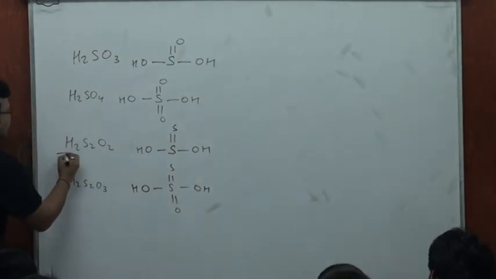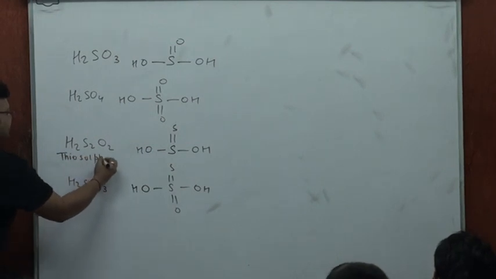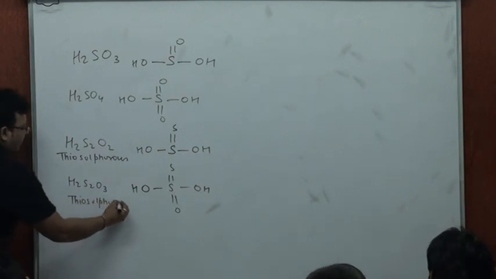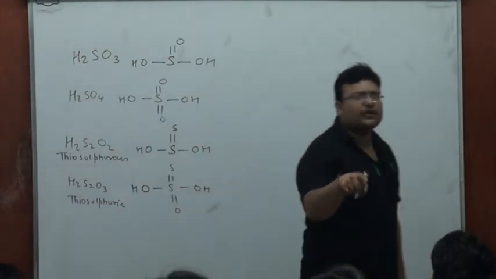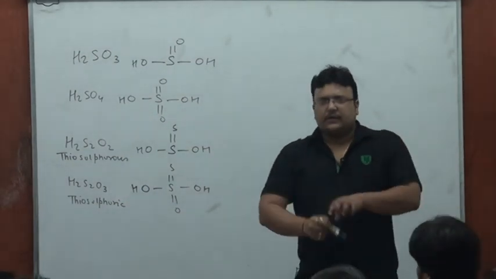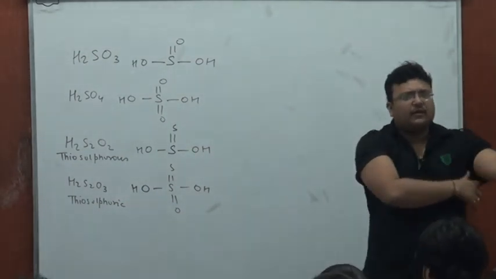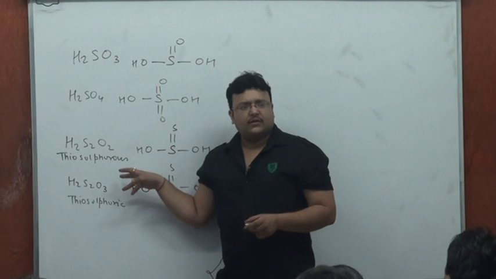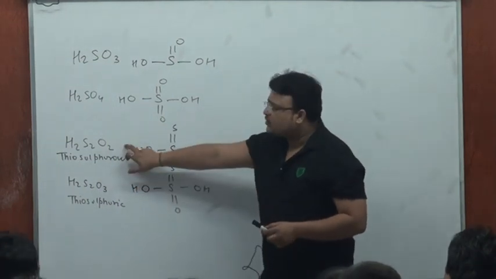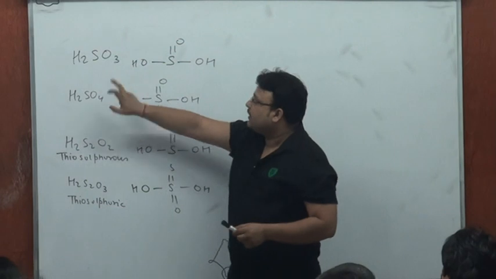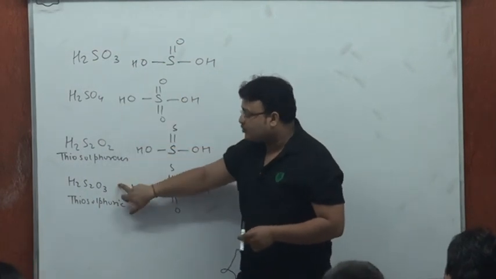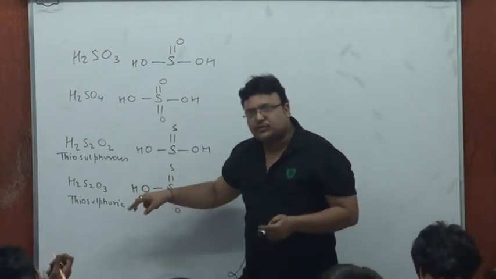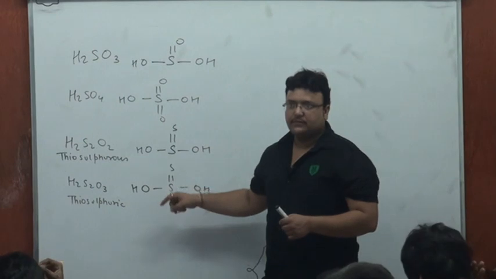Now this is called thiosulfurous, and this is called thiosulfuric. Thio would stand for sulfur. Thiosulfurous means sulfurous with one more sulfur. Thiosulfuric would mean sulfuric with one more sulfur. Yes or no? So not only the structure, the name would be easy to recall. If you relate H2S2O2 to H2SO3, remove one oxygen, add sulfur. If you relate H2S2O3 to H2SO4, fair enough. You call it thiosulfuric, sulfur in sulfuric.